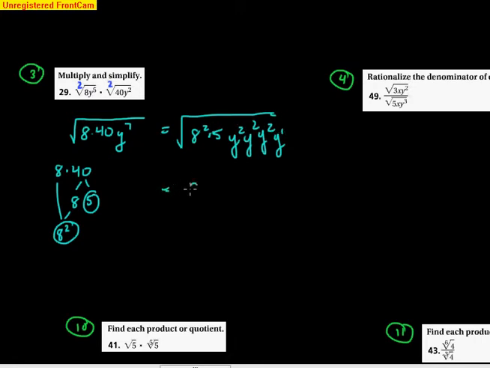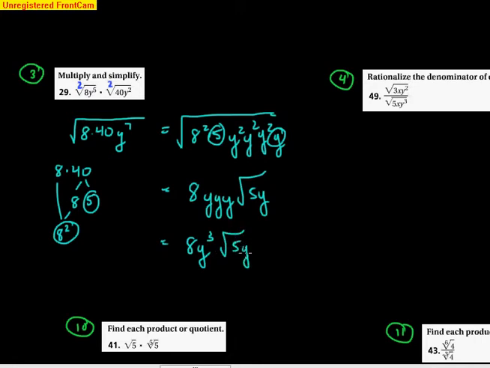Anything squared comes out. 8 comes out. 5 stays. Y comes out, y comes out, y comes out, y stays. So because things are staying, I have to have my square root. And again, just simply multiply things that need multiplied. Y, and y make y to the third. 8y to the third, square root of 5y. So remember, when you multiply, you need the same index. So maybe I'll put that right here. Multiplying, you have to have the same index.